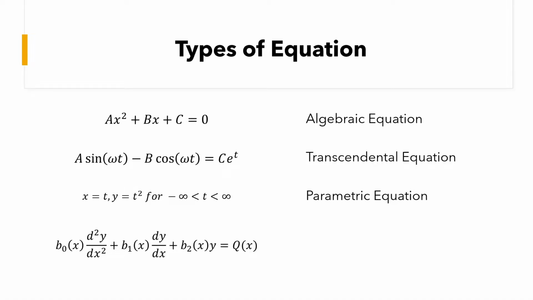And for our last example, we have b sub 0 of x multiplied by d squared y over dx squared, the second derivative of y with respect to x, plus b1 of x multiplied by dy over dx, plus b2 of x times y is equal to q of x. As we can see now, we have our function y and the derivatives of y, the second and the first respectively. This is what we call a differential equation.